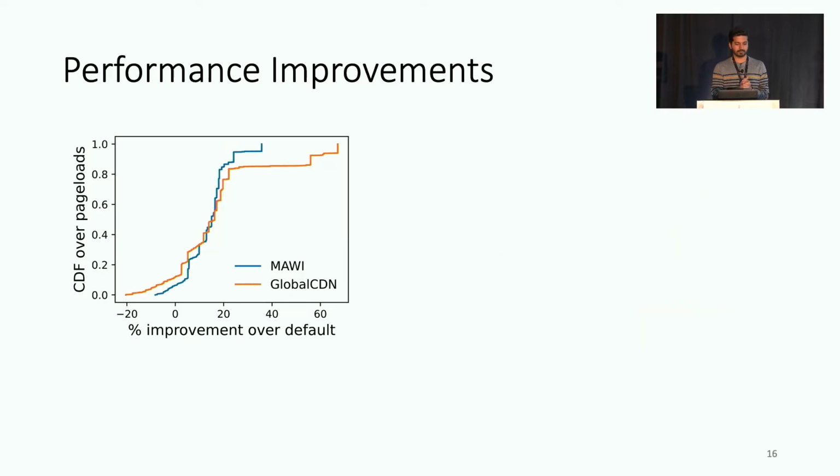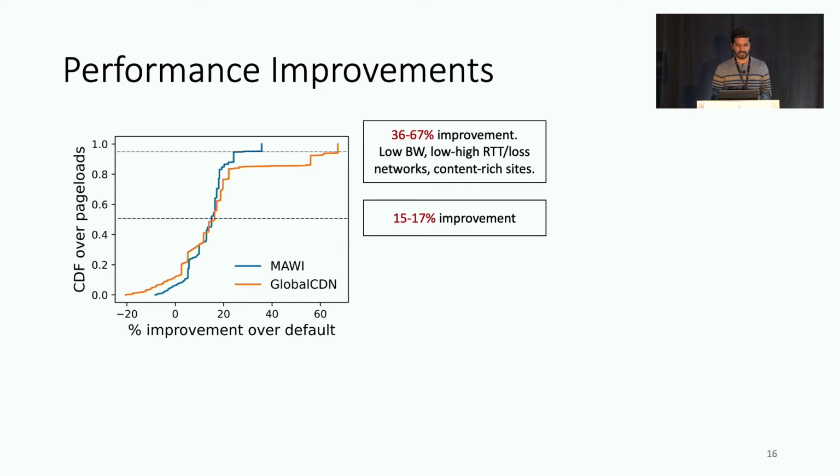Looking at the performance improvement for 2 of our most diverse traces, Mavi from Japan and Global CDN, a proprietary trace from POPs around the world, we see that at the median, we have around 15 to 17% improvement in page load time. At the tail, the improvement can be as high as 67%. We observed that most of the improvements were from networks that have low bandwidth, or high latency and loss rates. Similarly, the highest improvement was observed for content-rich websites.